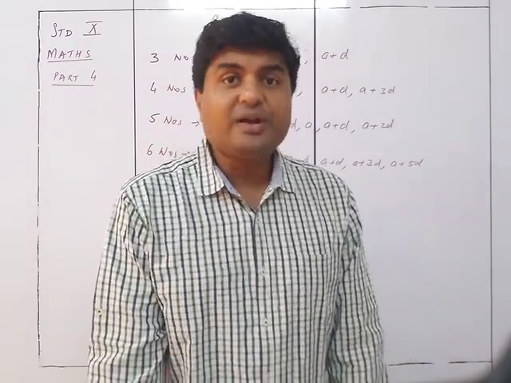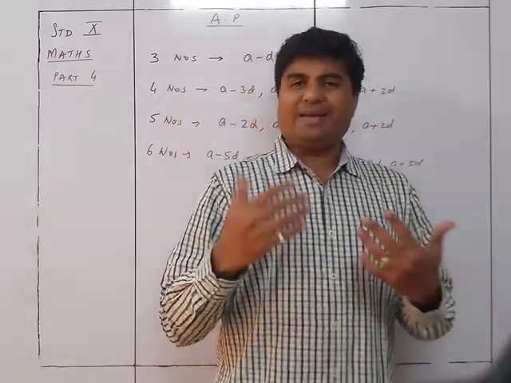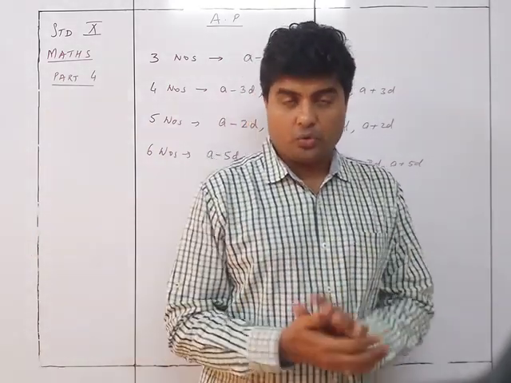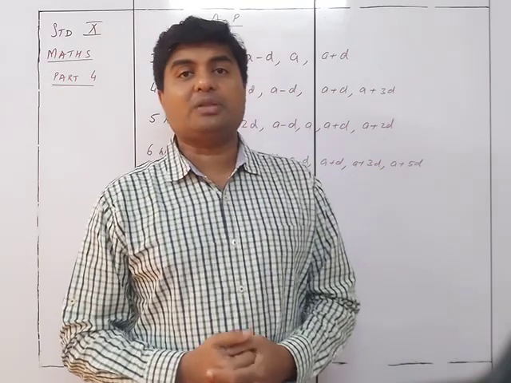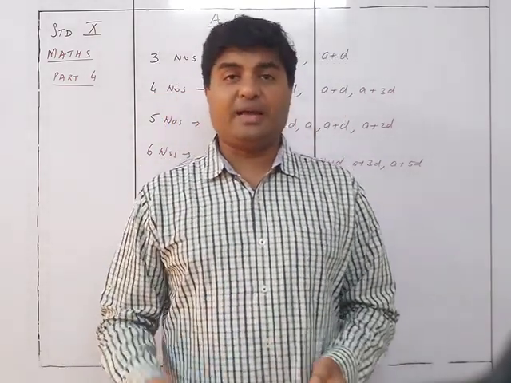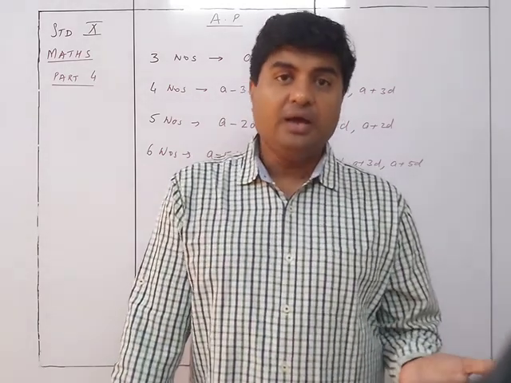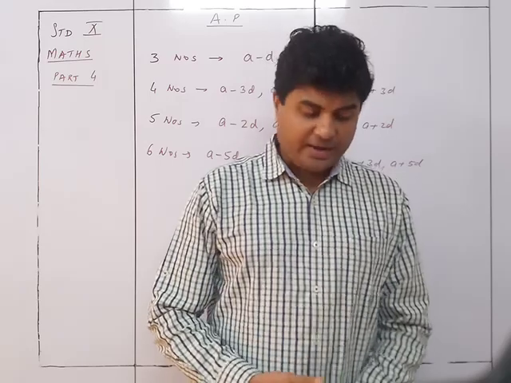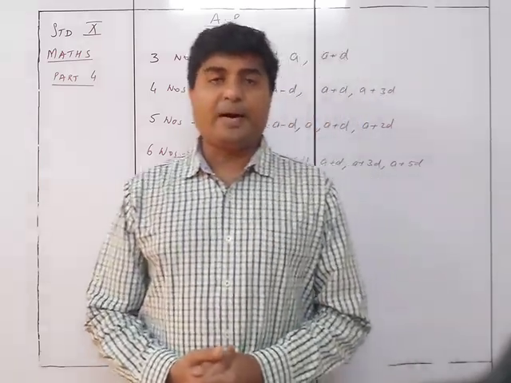So if the d is given to you, you can take directly a, a plus d, a plus 2d, a plus 3d, if d is already given to you. But if a and d both are not given to you and you are told that the 3 numbers are such that their sum is this much, or 4 numbers are such that their sum is this much, then you may need to use this method for finding the numbers. So that is one part.